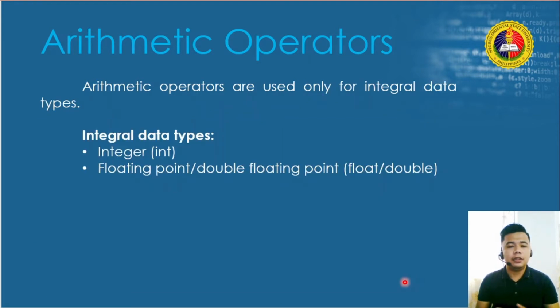Arithmetic operators are used only for integral data types. When we say integral data types, these are the data types that can perform mathematical operations. That will be integer and floating point or double, because these are the two data types where we can perform mathematical operators. Can we perform mathematical operators on strings? Let's say Julius plus Julius. We cannot perform any mathematical operations for any other data types aside from integer and float or double. So arithmetic operators are only for integer, floating point, or double. Okay?